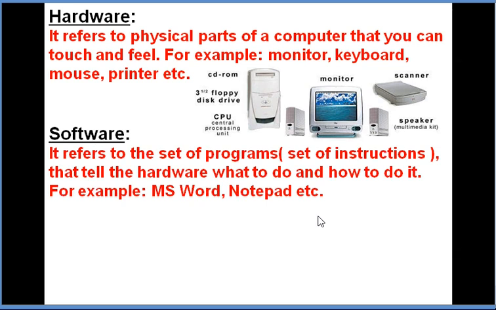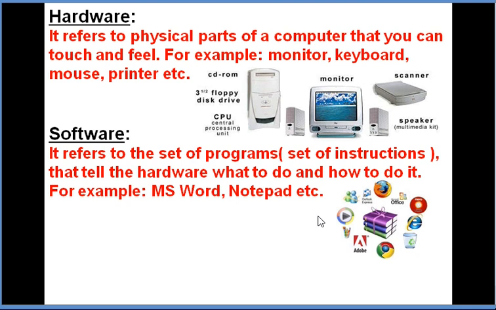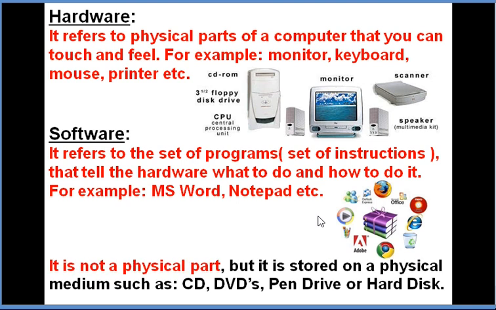The next thing that we are going to talk about is software. Software refers to the set of programs, which are actually a set of instructions that tell the hardware what to do and how to do it. Remember, a computer is just a machine. It comprises physical components which are called hardware, but the hardware should know what has to be done. This functionality is of software. Software is going to tell the hardware what to do and how to do it. For example, MS Word, Notepad, etc.